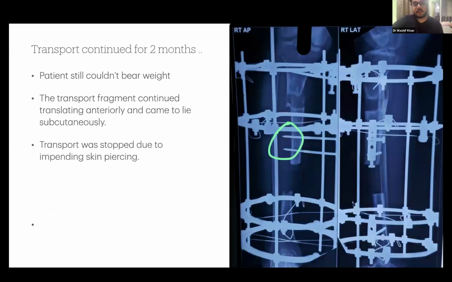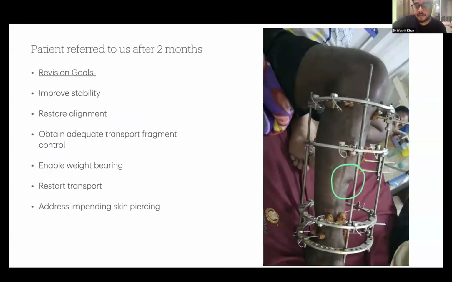He continued transport for the next 2 months on that frame itself. Still, the patient couldn't bear weight. The transport fragment continued translating anteriorly and medially. Transport was finally stopped when the transport fragment came to lie just under the skin, and the impending skin piercing was observed. The patient was in this condition for the next 2 months and later came to us. This is the picture of the patient when he came to us.